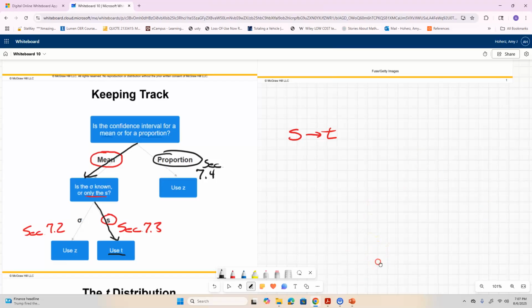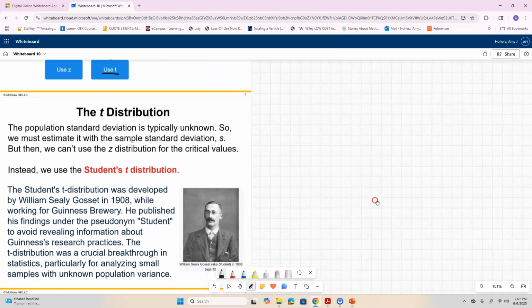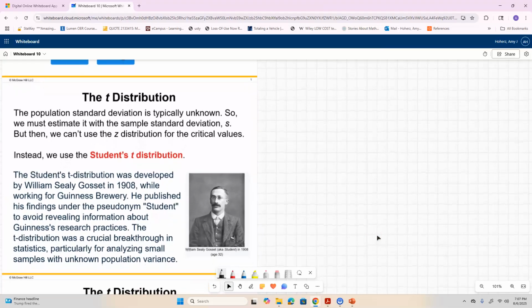All right, so let's look at the T distribution. So the population standard deviation, when a researcher is working with data in real life, you typically don't know the population standard deviation. That's a big piece of information. And the only way that a researcher really knows the population standard deviation is if the population that they're studying and the thing that they're studying about that population has been studied a lot.